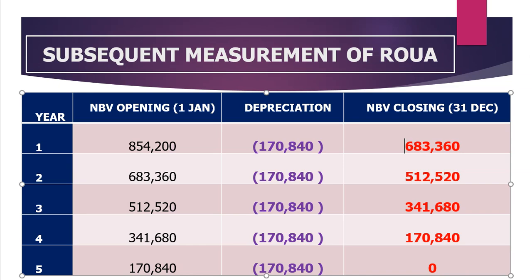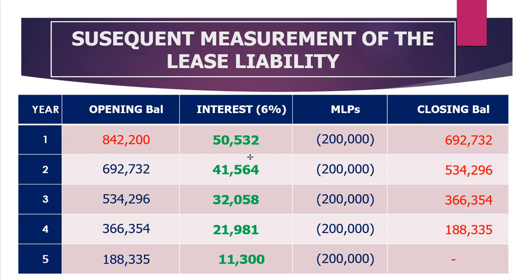What else do you report? Of course, you report the liability. And the liability for year 1 is 692,732. But this liability is split into current liability and non-current liability, because there is that portion of the liability that cannot be settled within a period of 1 year. That portion is referred to as non-current liability.